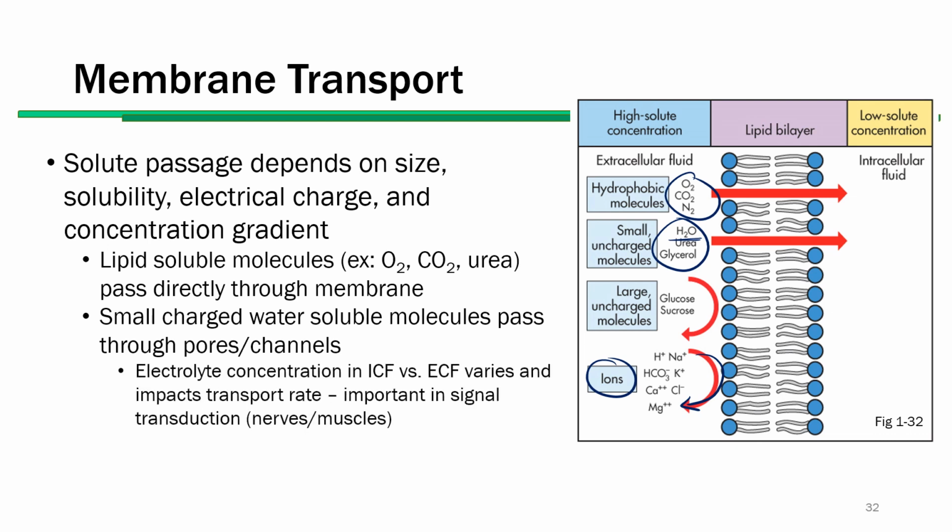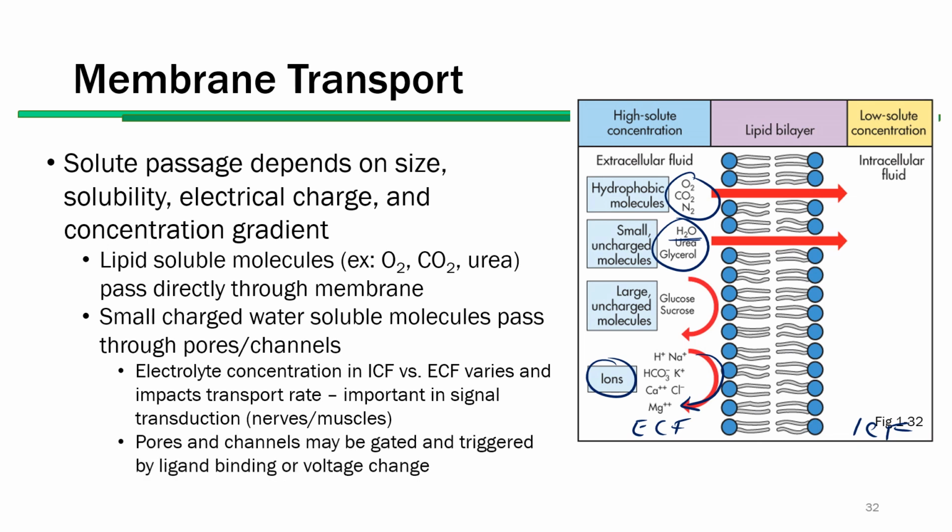Electrolyte concentration in the intracellular fluid versus the extracellular fluid. So this is our ECF and this is our ICF. It varies, and it is going to impact the transport rates, and it's important in signal transduction in nerve and muscles, and we're going to talk a lot more about that in chapter 3. Pores and channels may be gated and triggered by ligand binding or voltage change. We'll talk a little bit in just a little bit about gated ligand and voltage change channels. We'll talk about action potentials.